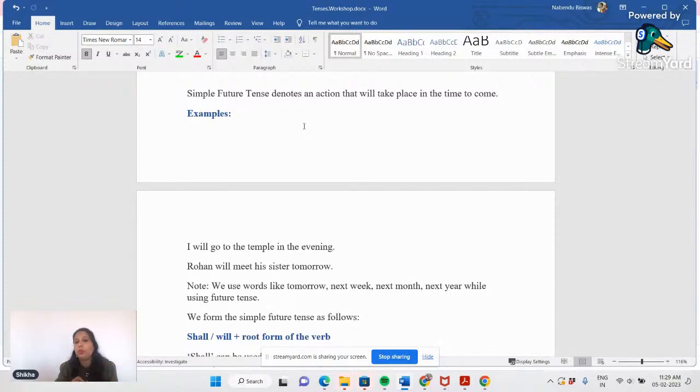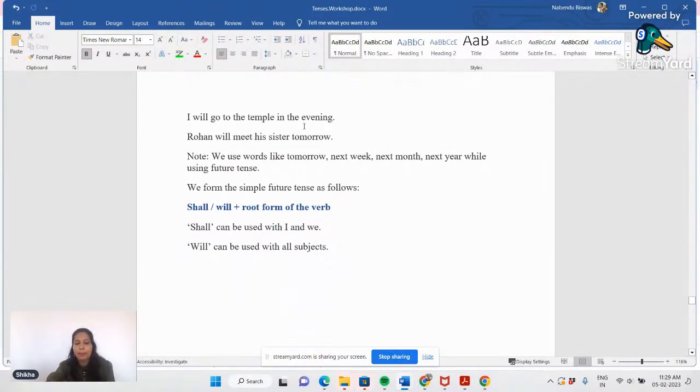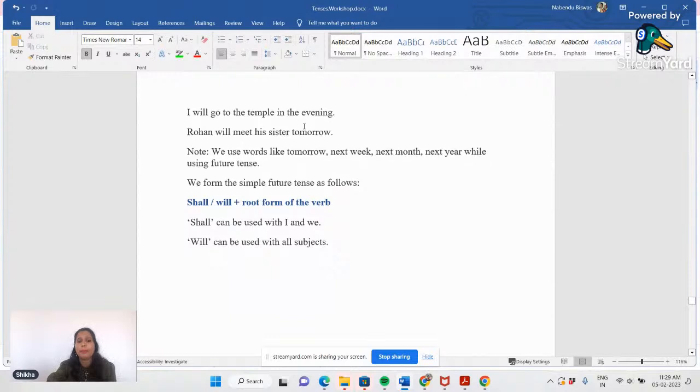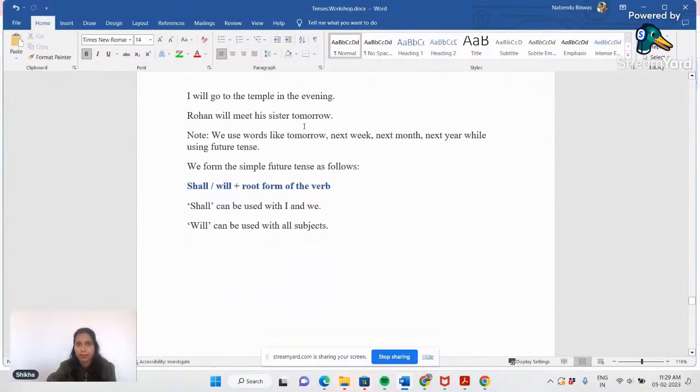So you need to know when you should use will, right? For all the future actions, okay, the actions which we are not doing now, but maybe in future we will do, for all those actions we will be using will. For example, I will go to the temple in the evening, right? So now that means in the past I did not go. I'm not talking about the past. Maybe in the past also I went, but now I'm talking about the future, that I will go. Okay, so I will go to the temple in the evening.